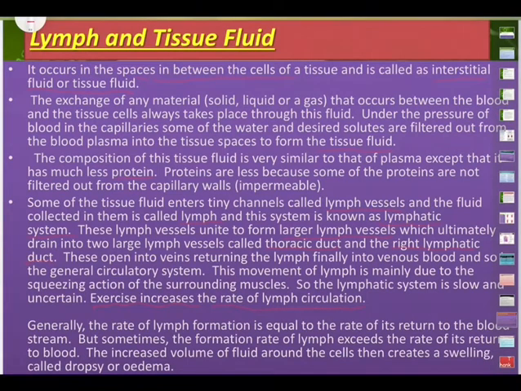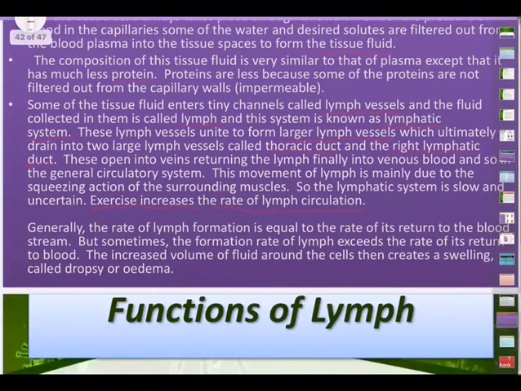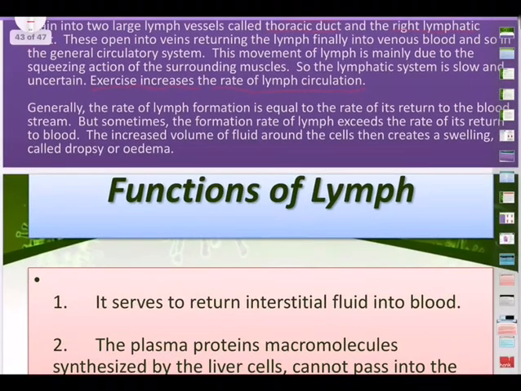Generally, the rate of lymph formation is equal to the rate of its return to the bloodstream. But sometimes the formation rate of lymph exceeds the rate of its return to blood. The increased volume of fluid around the cells then creates a swelling called edema. Many times when you are hurt or injured, there will be swelling in the area, and that's called edema. That is because of the excessive fluid of lymph.